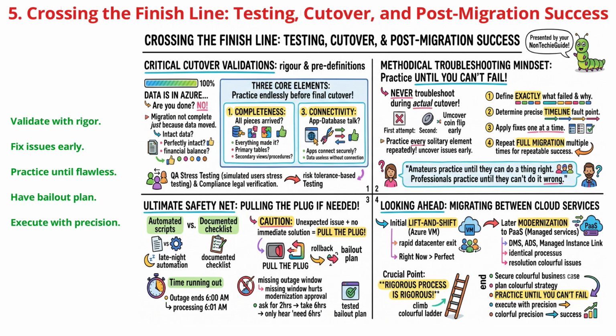Get your QA and compliance teams involved and adopt a methodical troubleshooting mindset where you fix issues one at a time. The ultimate golden rule? Professionals practice until they can't do it wrong. Have a tested bailout plan and do not be afraid to pull the plug if troubleshooting takes too long. Delivering a functional system back to the business before the outage window closes is the absolute priority. Finally, secure your case and execute with precision to successfully complete your journey to the cloud.